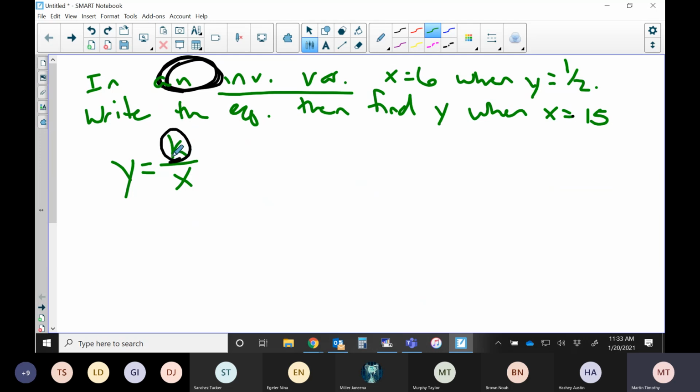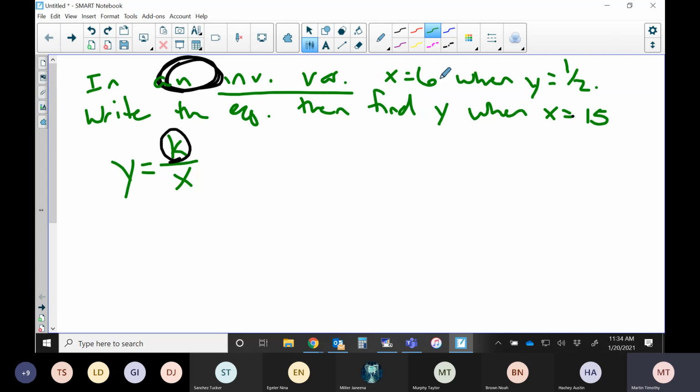Well, what did they give me that I can use to help me find the k? If I read the question, what did they give me? X. And so what is my x in this question? 6. And what is the y at that same time? 1/2. Because what do I know about x and y? They can change. So if x isn't 6, then y isn't 1/2, right? When x is 6, then my y is 1/2. Those go together. They're like dating. If you see 6, you see 1/2. If you see a 5, you don't see 1/2. Okay, these guys go together.